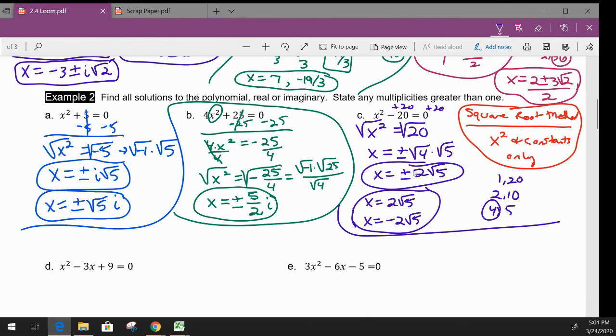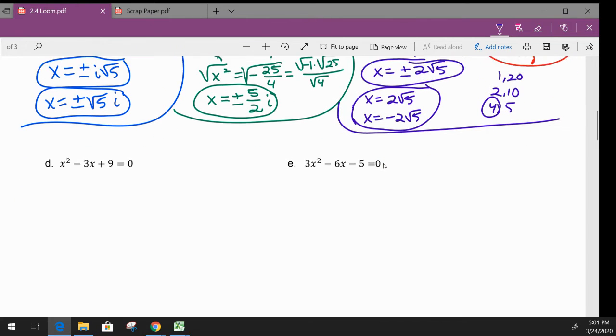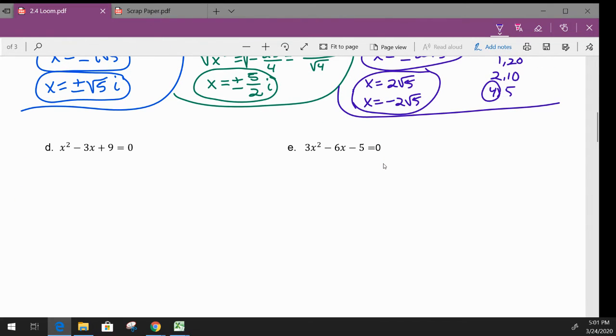All right, so those hopefully weren't too bad. Now let's move on to some that have a middle term. And we will be using our quadratic formula for these. So you might ask, well, how do I know I have to use quadratic formula? Why can't I just use factoring?